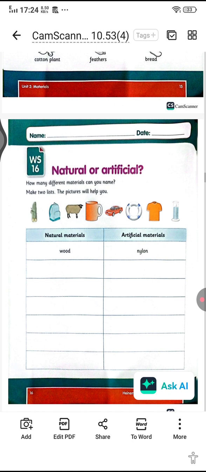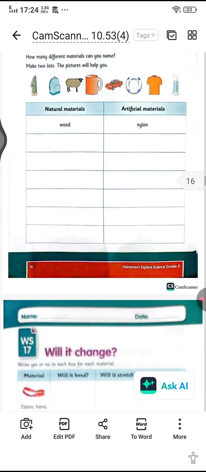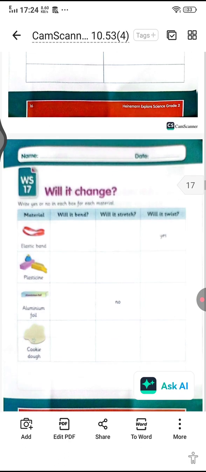And here is a bag. Bag is artificial material. Cow or sheep, that is cow, I think. Cow is natural material, and cup is artificial material, car is artificial material, tube or tire is artificial material, shirt is artificial material, and this test tube is artificial material. Then we will do worksheet number 17.